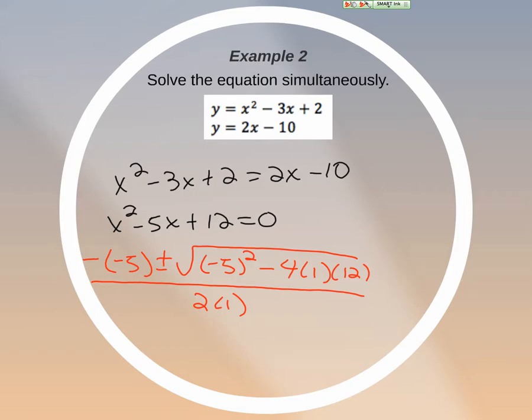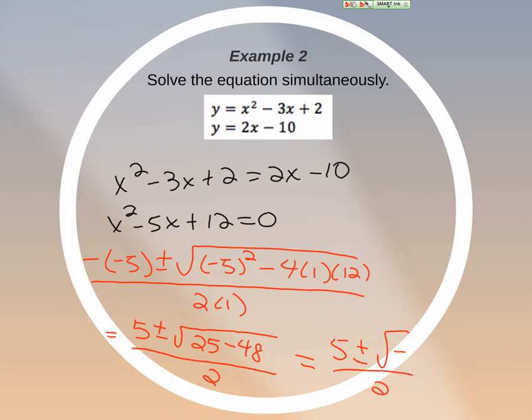Then we can start simplifying. So we've got 5 plus or minus the square root of 25 minus 48 all over 2. Wait, what's 25 minus 48? A negative. It doesn't even really matter what it is. I think it might be negative 23. But that's a negative. Can I square root a negative? Nope. Can't square root a negative.